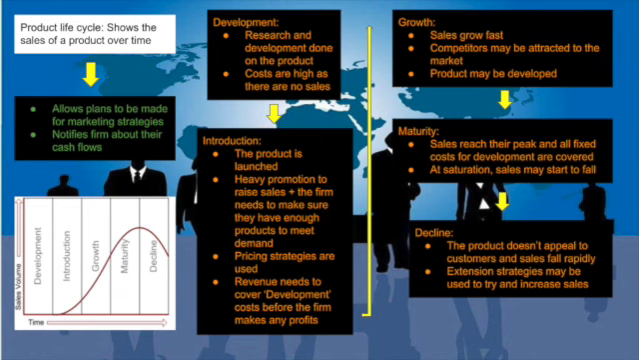Now lastly, you have decline. Obviously, this is when the product doesn't appeal to customers and sales fall rapidly. At this point, extension strategies may be used to try and get more sales, just to get a bit more profit or more sales, etc. But usually the product is a lost cause at this point. Make sure you just know what the product lifecycle diagram looks like and the key stages in order and the key characteristics. That's the main thing you want from this slide.